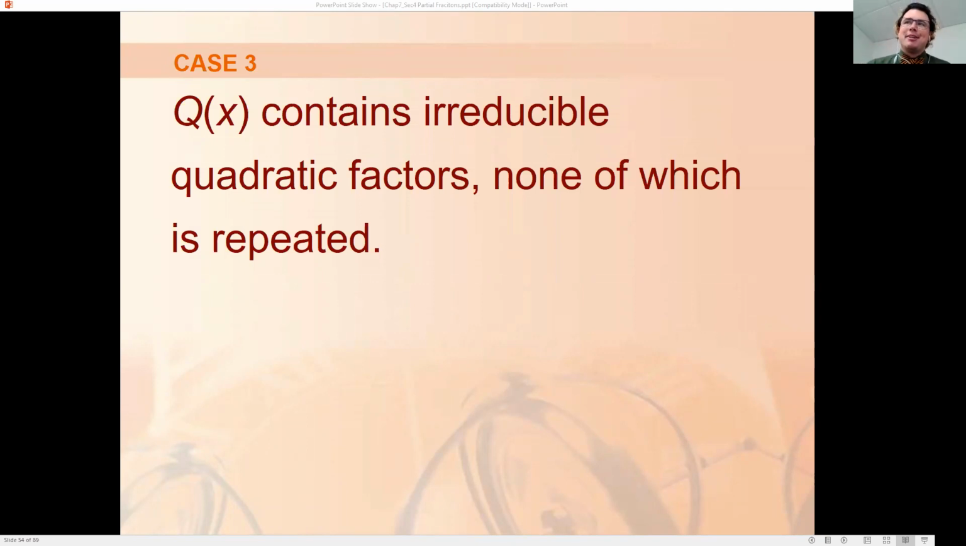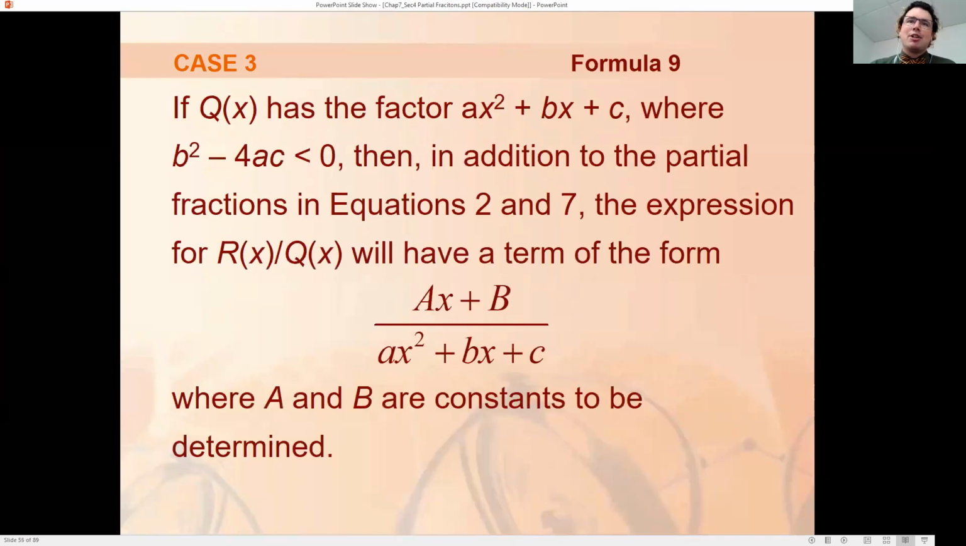What if our denominator has irreducible quadratic factors, but none of them repeat? So we're stepping it up in complexity. We have a denominator q of x that cannot be factored. How do I know that?